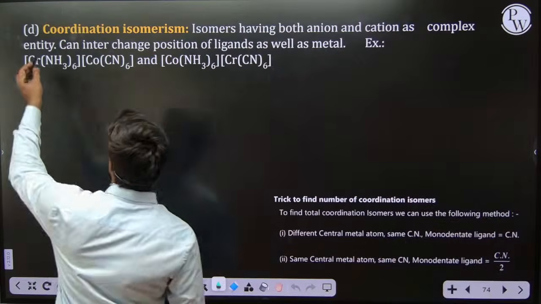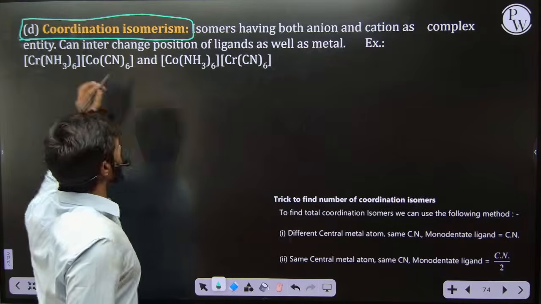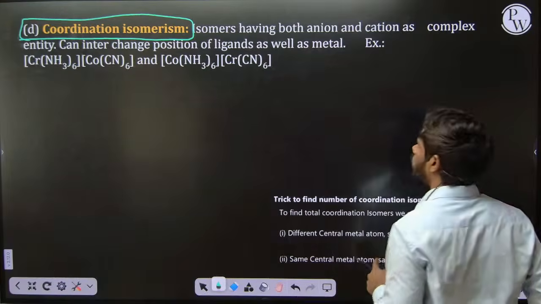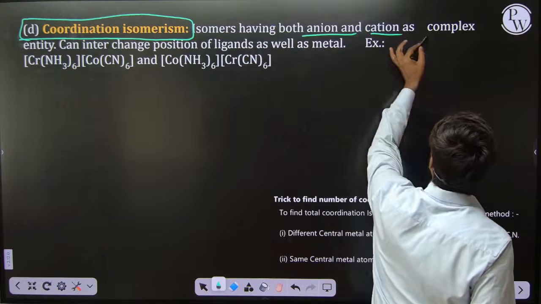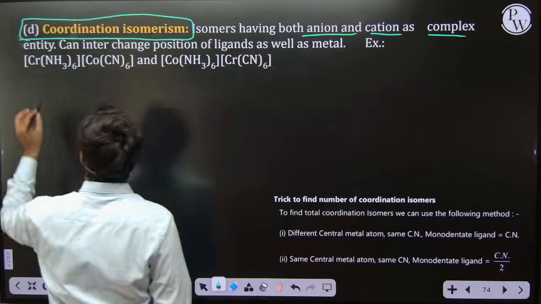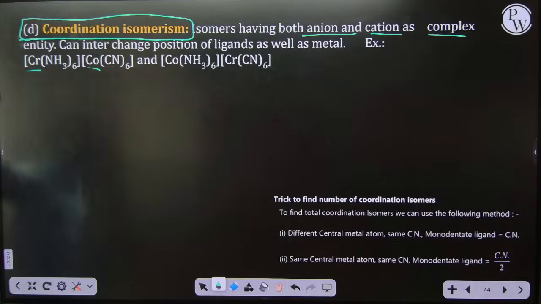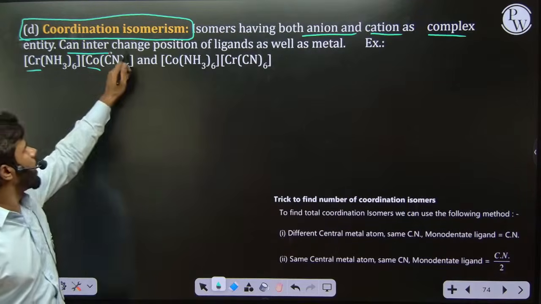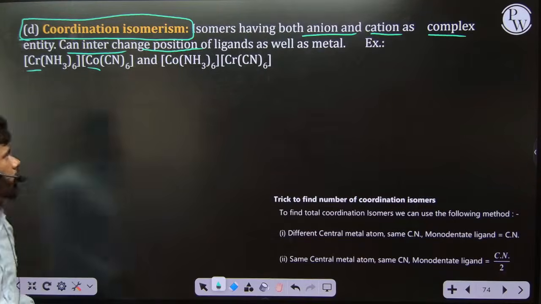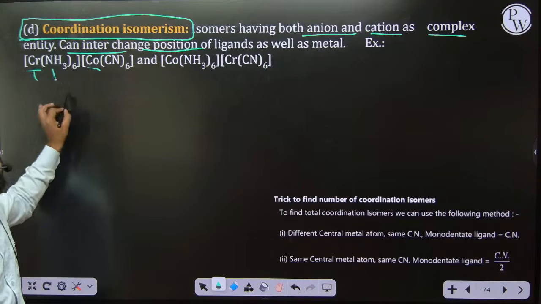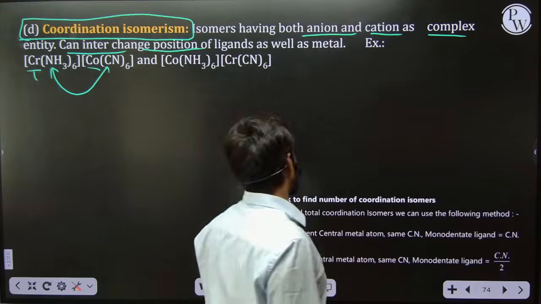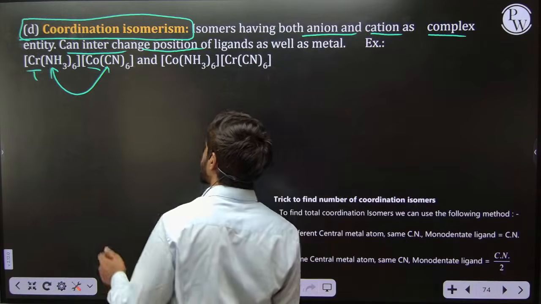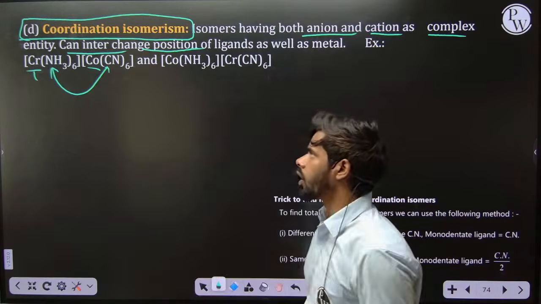The last one is coordination isomerism. What is coordination isomerism? These are isomers which have the same molecular formula but have both the anion and the cation as complexes. Basically, there are poly coordination spheres, and an interexchange of ligands is possible between the metals. So there is an exchange of ligands from one coordination sphere to another coordination sphere.